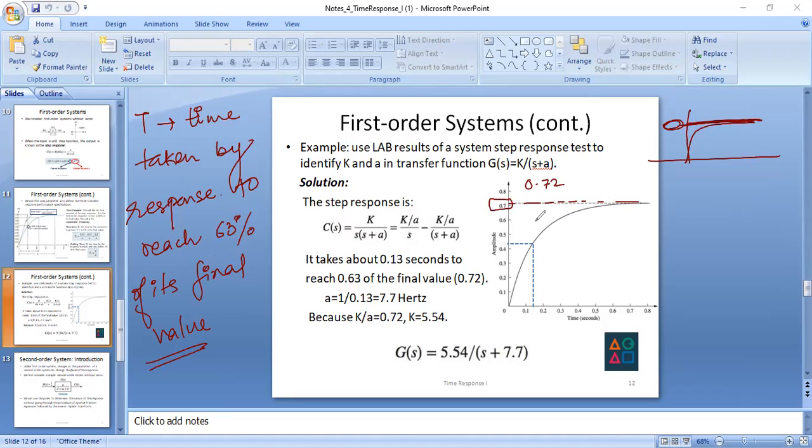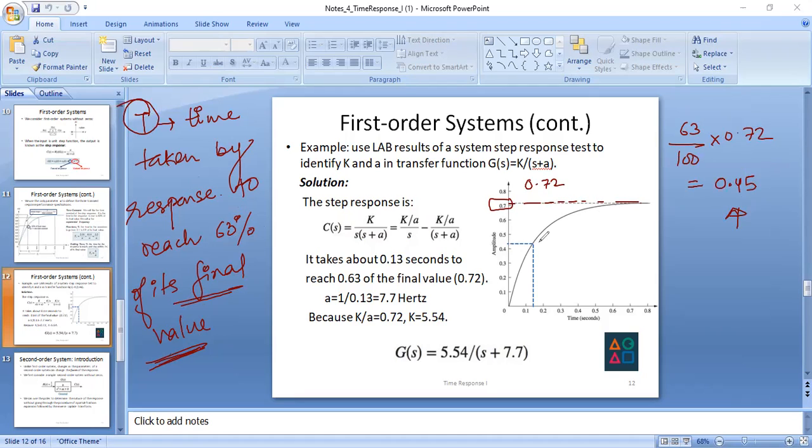So you got the final value. The final value is nothing but 0.72. Now you have to find the time constant. How will you find it? It is 63% of its final value, meaning 63 upon 100 into 0.72. When you solve it, you get 0.45. So the time taken by the response to reach 0.45 is your time constant.